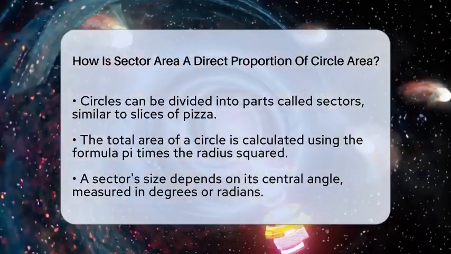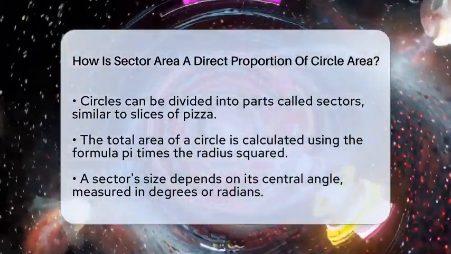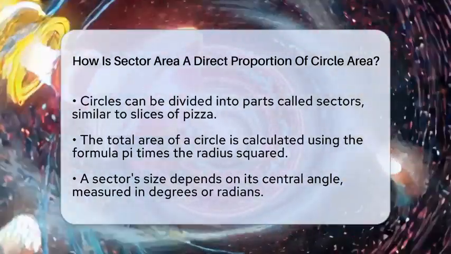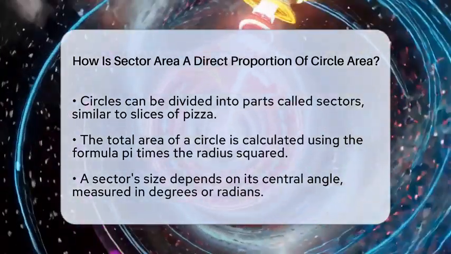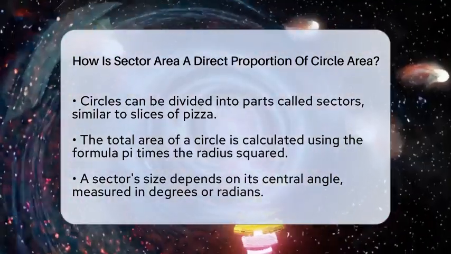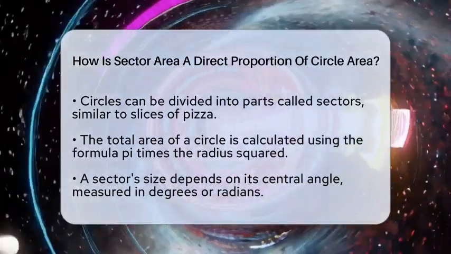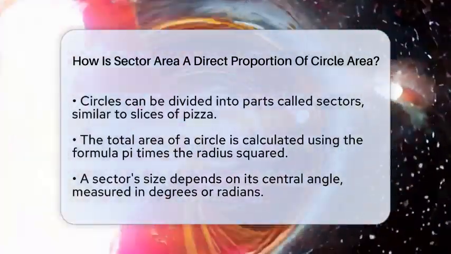Its area is calculated using the formula pi times the radius squared. So, if the radius is 10 centimeters, the total area is pi times 10 times 10, which equals 100 pi square centimeters. This gives us the total space inside the circle.